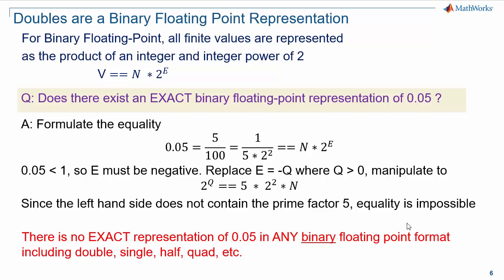Hence, we can conclude there is no exact representation of 0.05 in any binary floating point format. Not doubles, not singles, not half, not quad precision, or any other binary floating point representation you could think of.